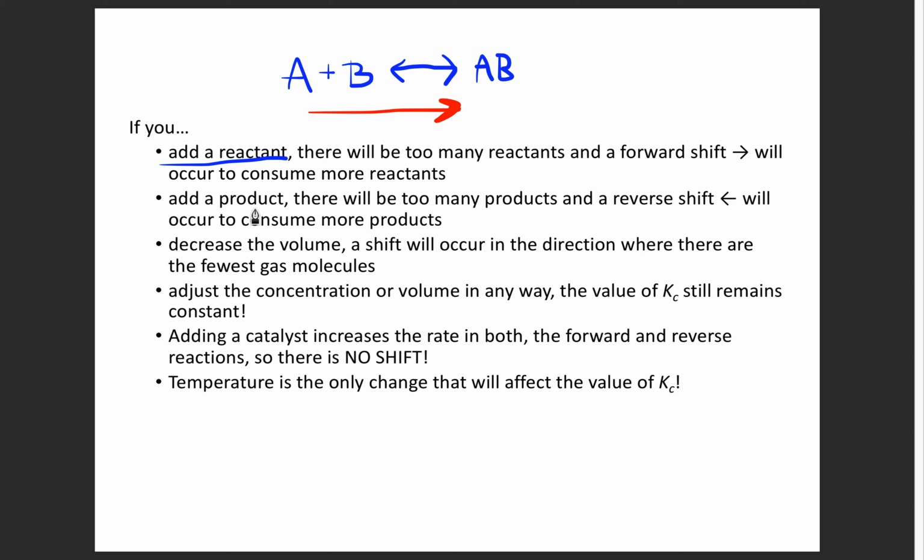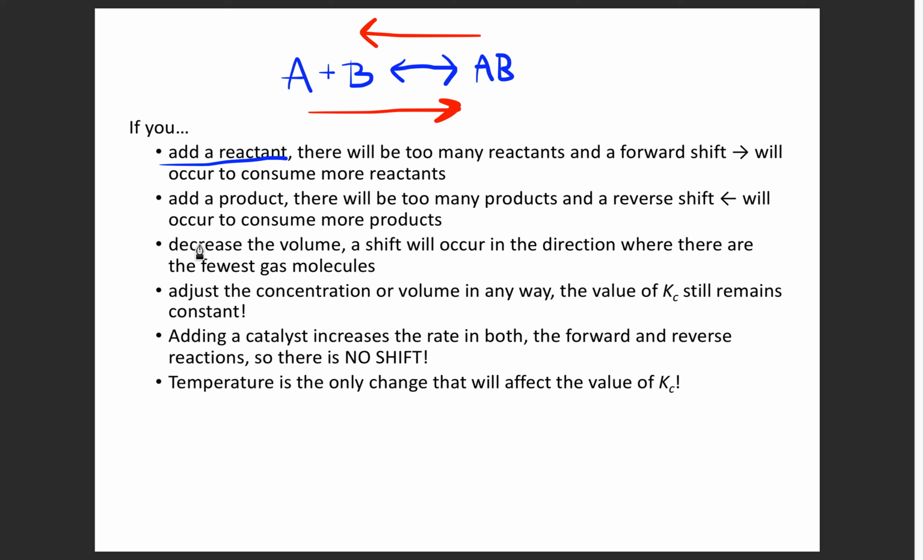Now, if we add a product, let's say we add some AB here, now we have too much AB. If we have too much of this, we have to use this up to go in this direction, and we say that the reaction shifts to the left. And so that would consume more of the product to create more of the reactants to reestablish equilibrium.